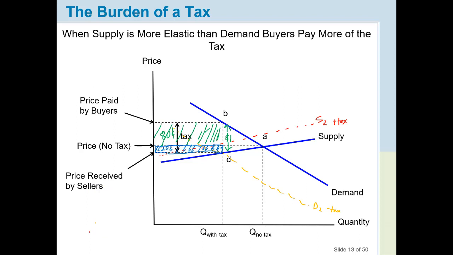So who pays a tax? It depends on elasticity. Who's more willing to walk away? Who's got the more elastic curve? They pay less of the tax. Who's more stuck with having to buy or sell this and not being very responsive to price? That's whoever's more inelastic, they're going to pay more.